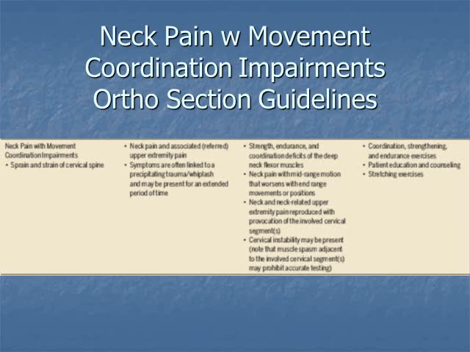Neck pain with mid-range motion that worsens with end range. In other words, it just doesn't hurt at the end range, it hurts in the middle. Neck and upper extremity symptoms may be produced with provocation of the involved segments. Cervical instability present. And here they note specifically that muscle spasming adjacent to the involved segments may prohibit accurate testing. We'll talk about this more in the examination process, but sometimes these patients are presenting with so much muscle guarding to protect a hypermobile segment.